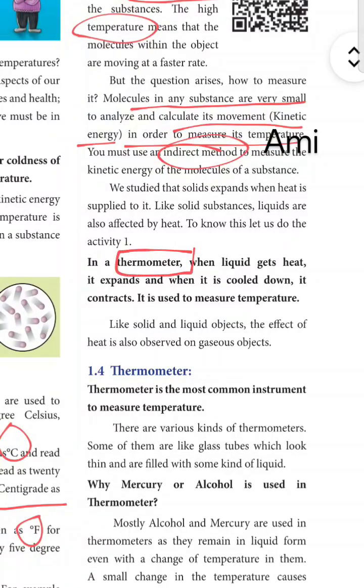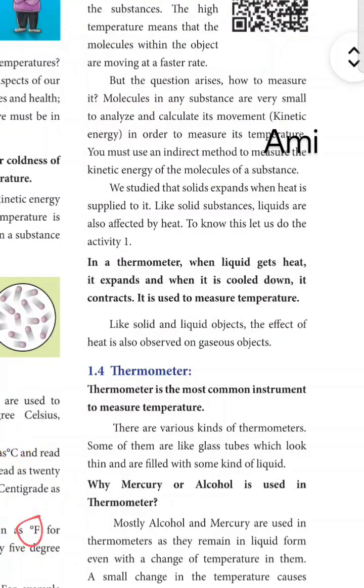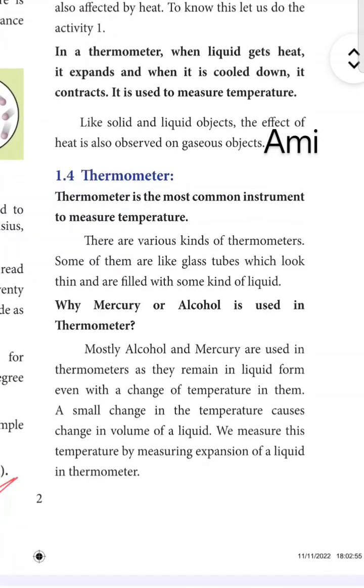In a thermometer, when the liquid gets heated, it expands, and when it is cooled down, it contracts. So it is used to measure temperature. The device used for the measurement of temperature is called a thermometer. Thermometers can be of two major types, clinical thermometer and laboratory thermometer. It is the most common instrument used for the measurement of temperature.